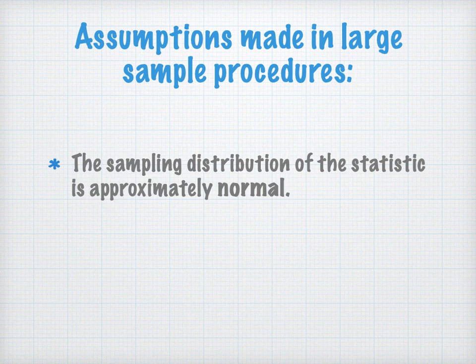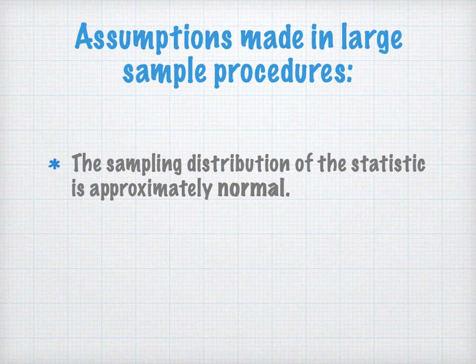Here, we are going to check the sampling distribution of this statistic. For large sample properties, the basic assumption is that the sampling distribution of the test statistic is approximately normal. That normality assumption is of great importance.